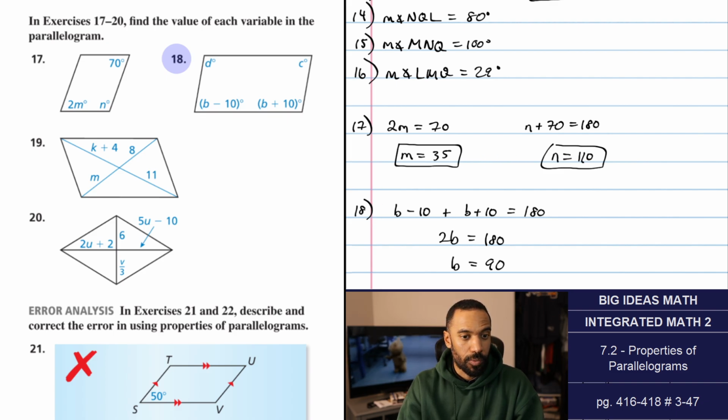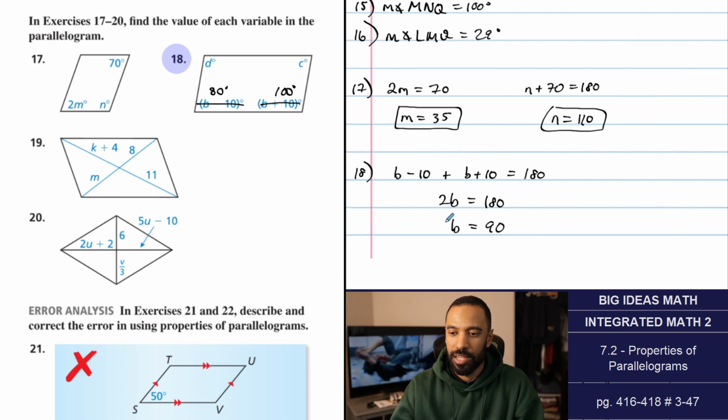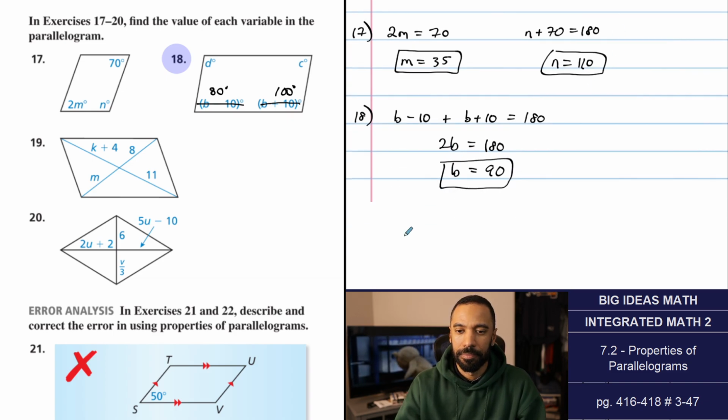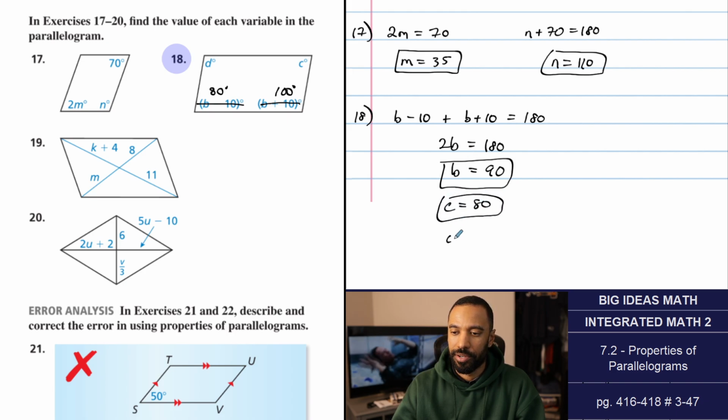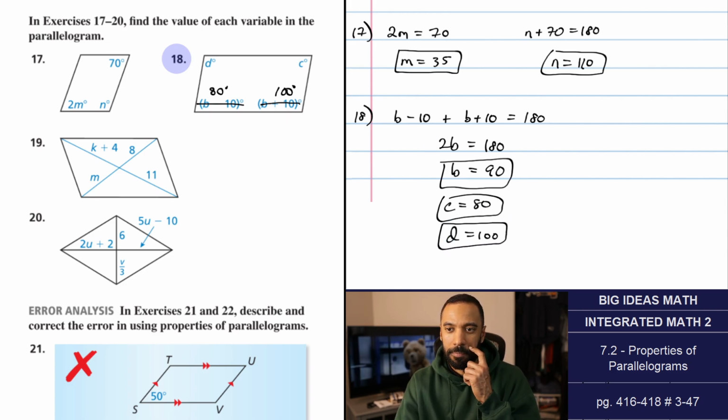Now we can also use those, right? Now that we have that information, this is 80 degrees and this is 100 degrees. That can help us answer D and C. You don't have to do the supplement game anymore. You can just go opposite angles. Opposite 100 is 100. Opposite 80 is 80. So C equals 80 and D equals 100. Fancy stuff for a parallelogram.